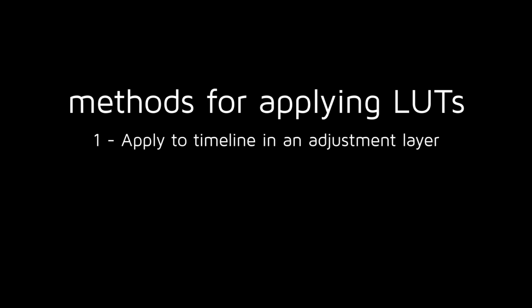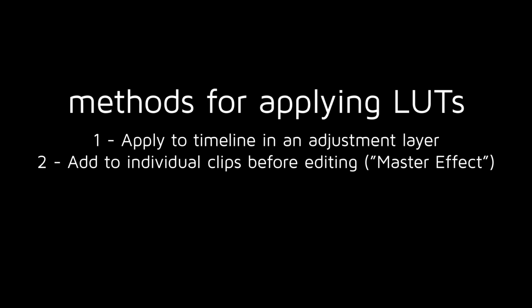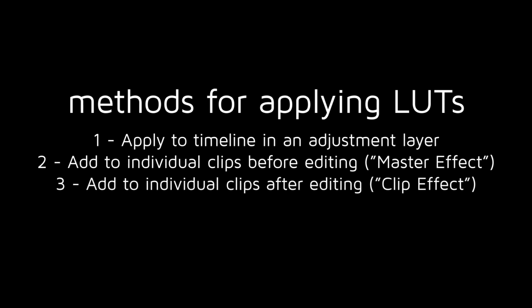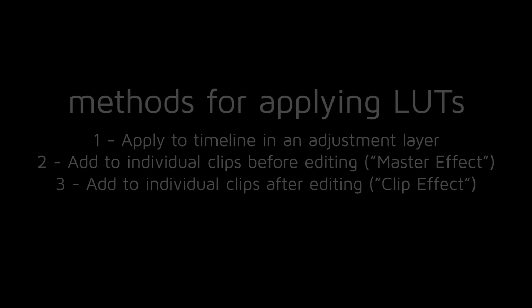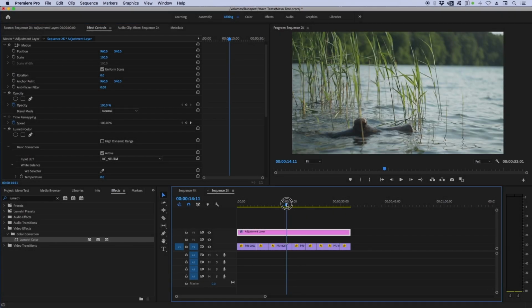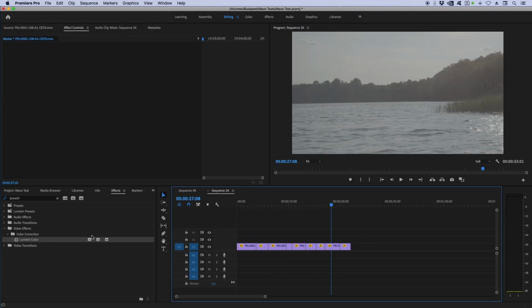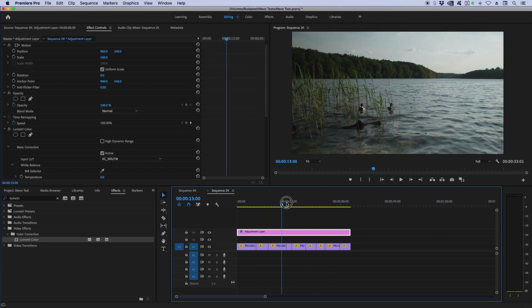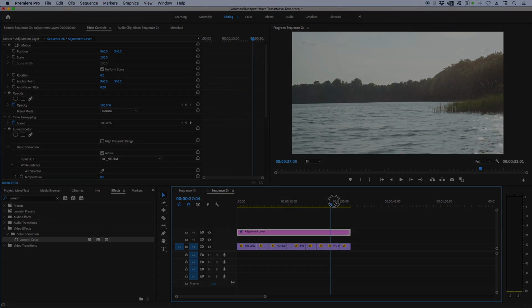There are 3 ways to work with LUTs while editing in Premiere. We can either apply the LUT to the entire timeline using an adjustment layer, or apply LUTs to each clip individually, either before or after you make an edit. The first option is the simplest and allows for a quick on-off of the LUT on your timeline and is most ideal for editing long narrative projects.